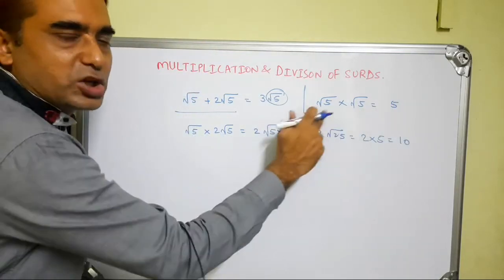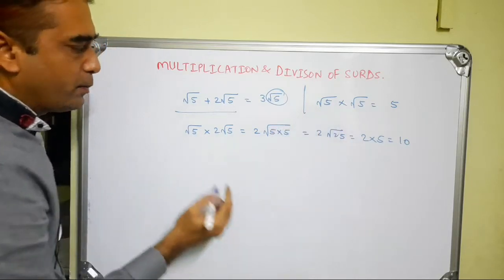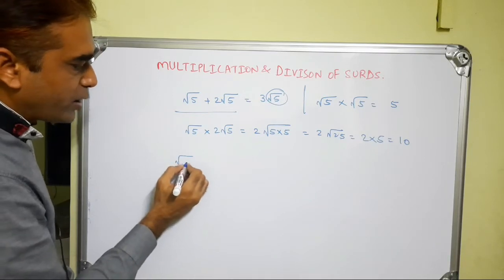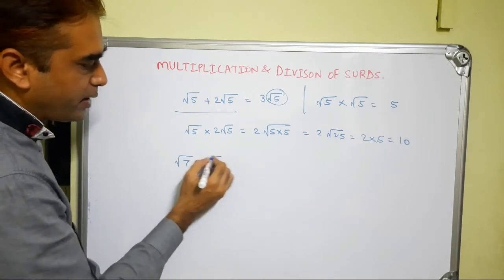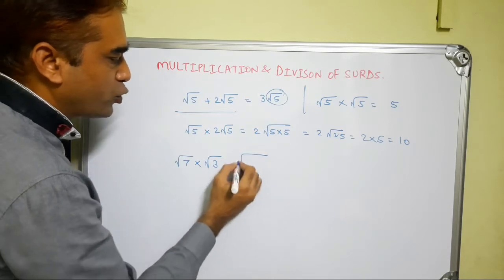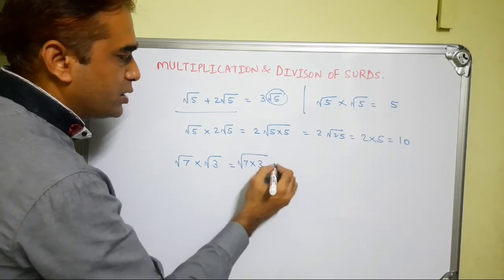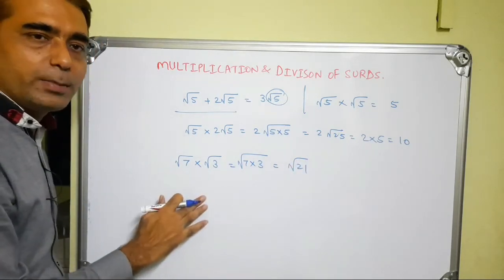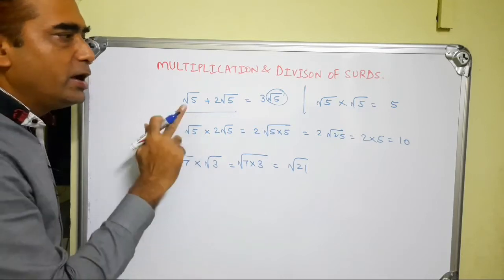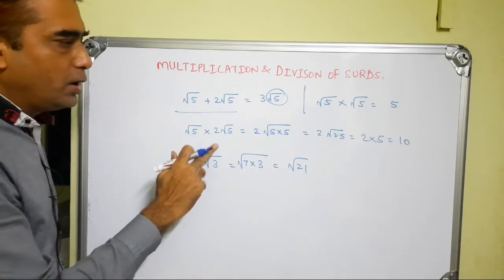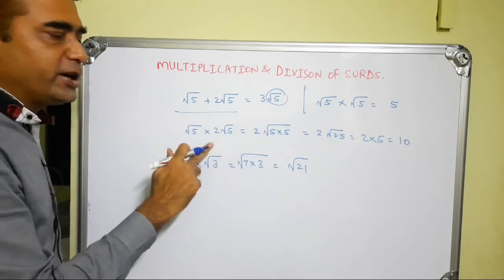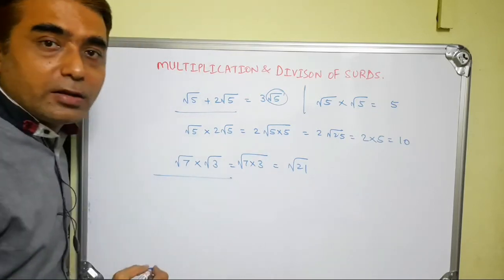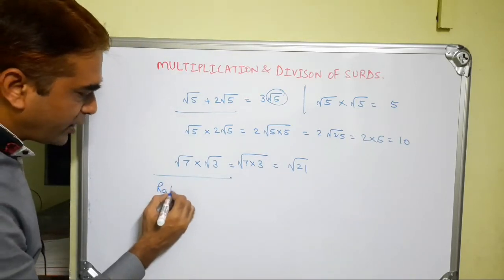Now this was the multiplication of like surds, but multiplication of unlike surds is also possible. Example, square root of 7 multiplied by square root of 3 equals square root of 7 into 3, which equals square root of 21. These two are unlike surds. So multiplication and division of unlike surds is also possible, while in case of addition and subtraction, only like surds is possible. One thing. Now another thing that we have to learn is the rationalizing factor.